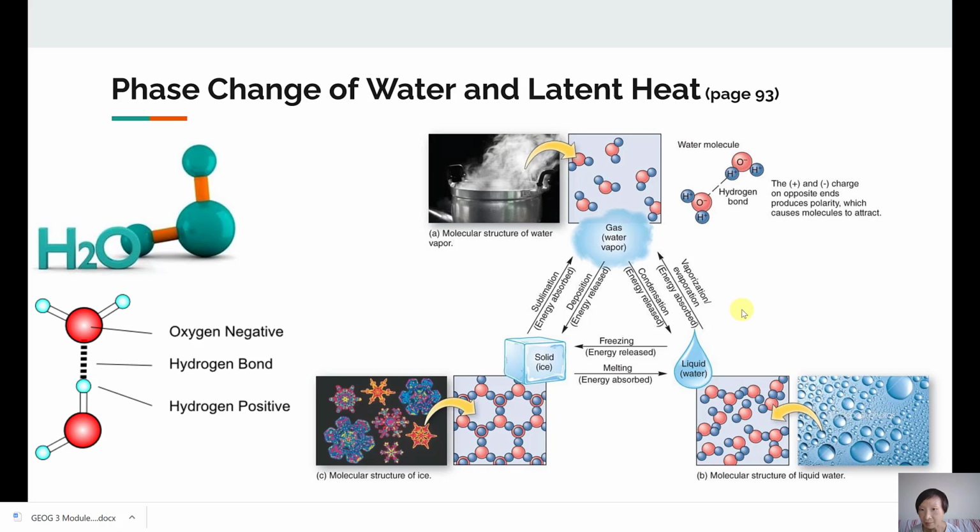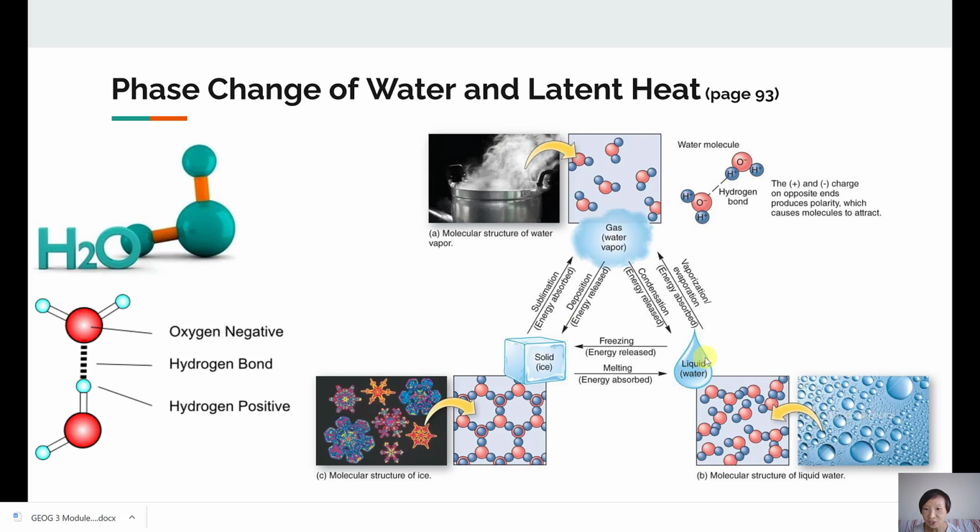This hydrogen bond becomes even weaker, so you need extra energy to break this bond apart. So vaporization or evaporation needs energy. Think about when you finish swimming, you get out of the pool, you feel cold, right? That is evaporation, taking away the energy from your body.